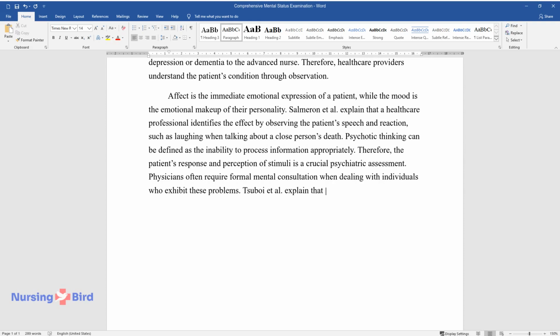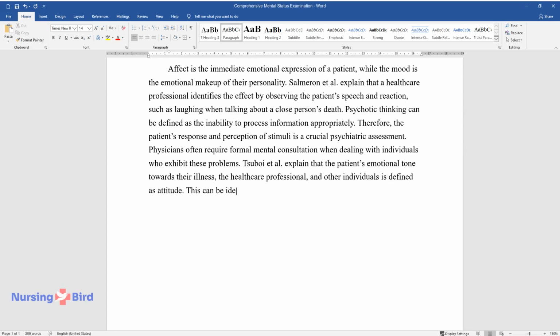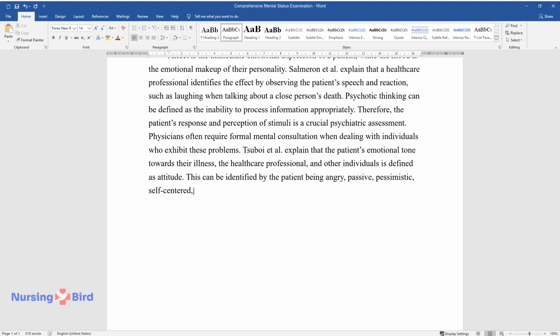Lozoya et al. explain that the patient's emotional tone towards their illness, the healthcare professional, and other individuals is defined as attitude. This can be identified by the patient being angry, passive, pessimistic, self-centered, or helpless.